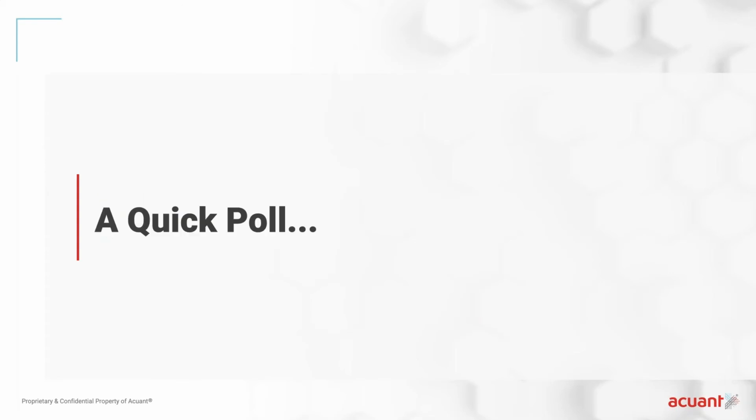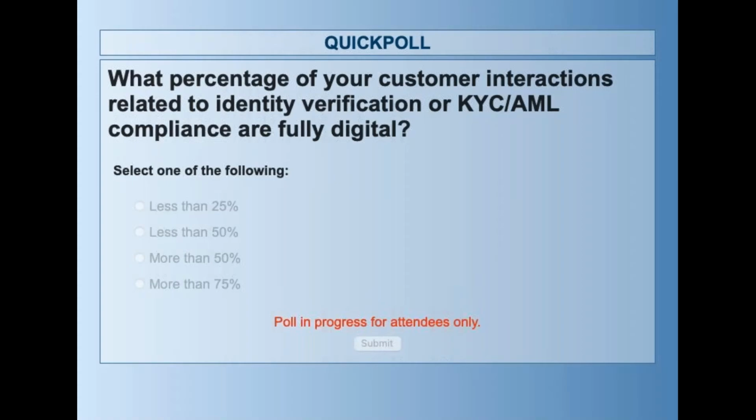So with that in mind, I wanted to start today with 3 quickfire poll questions for you. We'd like to hear from all of you attending today regarding your current level of digital maturity, and some of the biggest challenges around deploying identity verification solutions in your organization. We'll share the results for this at the end of the webinar. Question 1, what percentage of your customer interactions related to identity verification or KYC and AML compliance are fully digital? Is it less than 25%, less than 50%, more than 50%, or more than 75%?